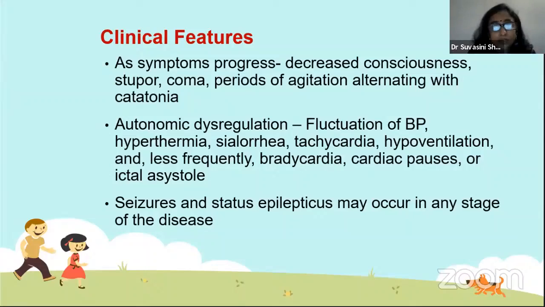Autonomic dysregulation is a very frequently seen problem in this condition, which can manifest as fluctuation of blood pressure, hypothermia, sialorrhea, tachycardia, breathing difficulties, and less frequently even arrhythmias like bradycardia, cardiac pauses, or ictal asystole. Seizures and status epilepticus may occur at any stage of the disease.